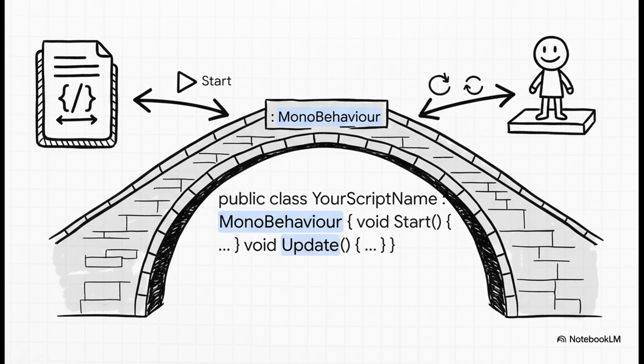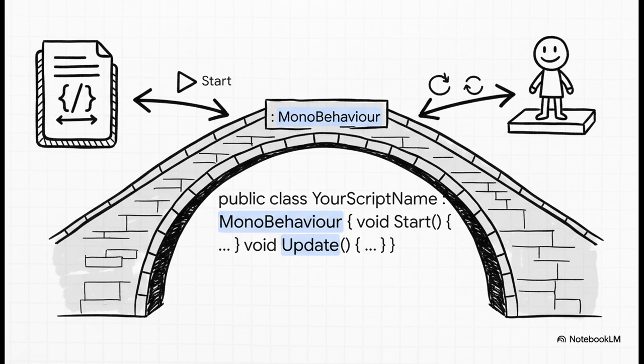Okay, now look closely at a standard Unity script. You'll always see this little colon here, right after your script's name, followed by the word MonoBehaviour. That colon is C#'s way of saying inherits from. And MonoBehaviour, well, that's the special sauce. By inheriting from it, our plain C# class suddenly becomes a Unity component. It's the bridge that connects our code to the entire game engine.